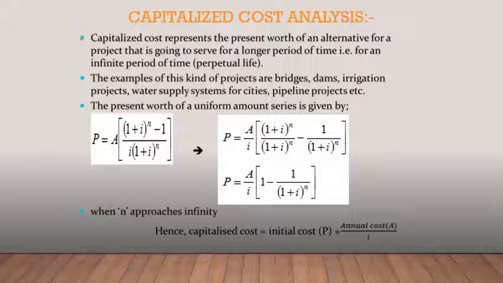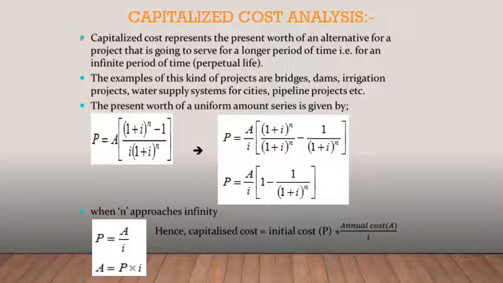Now when n approaches infinity, when n tends to infinity, substitute the value of n as infinity. So what will it be? It will be P is equal to A by I multiplied by (1 minus 1 divided by 1 plus I to the power of infinity). Anything raised to infinity is infinity. 1 divided by infinity has no value, that means it is indeterminate. So that becomes 0. So 1 minus 0 is 1. So the bracketed factor gets cancelled.